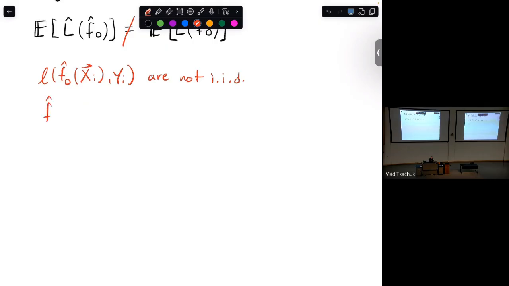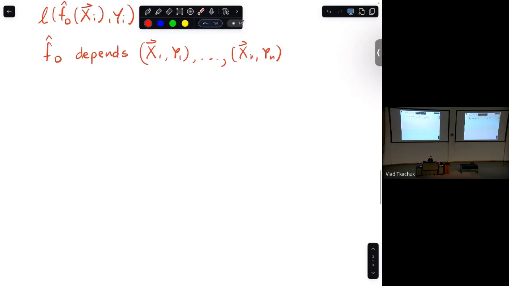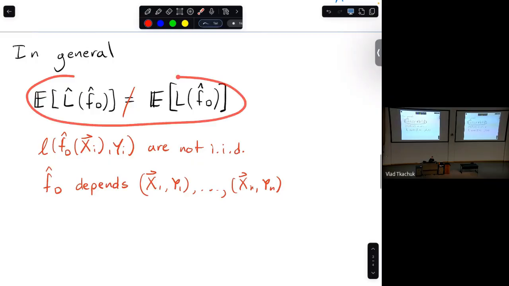And in particular, to make it very clear, this f hat of d depends on all the data points, probably, right? Depending on what learner you use, it's going to depend on all the data points in general. So this will depend on x1, y1, all the way up to xn, yn. And so you no longer have this property. And so the question is, what does this relationship look like?